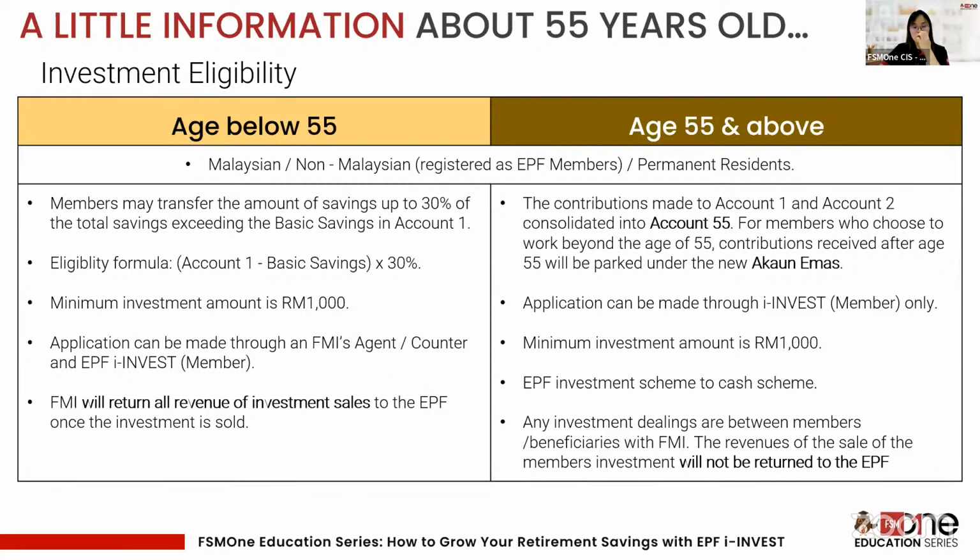For those members over the age of 55, they can still make their investment conveniently through the EPF i-INVES portal, and any amount in both account 55 or account a must should retain at least 1,000. For all buy transactions made through both accounts, FSMOne will process those investments into a cash scheme account. This is because the EPF will release control over the investment in fund houses when the member reaches the age of 55. Their investment dealings are between the member, beneficiary, and the fund house. So any redeem transaction carried out will not return to the EPF, where the member can withdraw their contribution from account 55 or account a must with the standard procedure. So this is a little information about 55 years old.